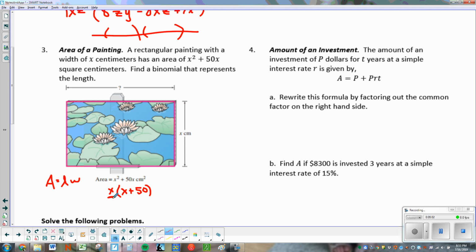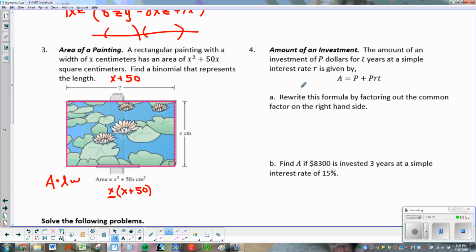So realistically, this is like width times length. So what that's telling me is what's left over to be the length. What's the other thing I'm multiplying by? It's this x plus 50. So this measurement here for length is going to be x plus 50. And there we go. That's it. I know it seems like a tough problem, but it's really not.